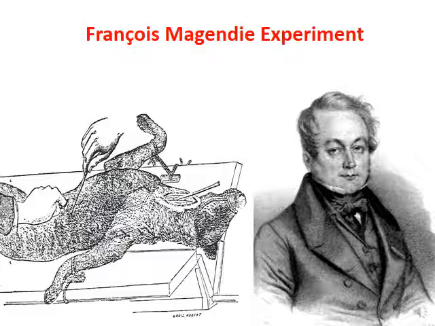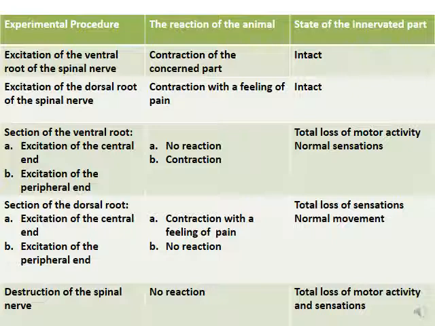Part 4, in this part, we're going to talk about Francois Magendie's experiment. This is the most important experiment in the nervous system. Let's talk about this experiment. So, the experimental procedure. First of all, what did they do? They did the excitation of the ventral root of the spinal nerve.